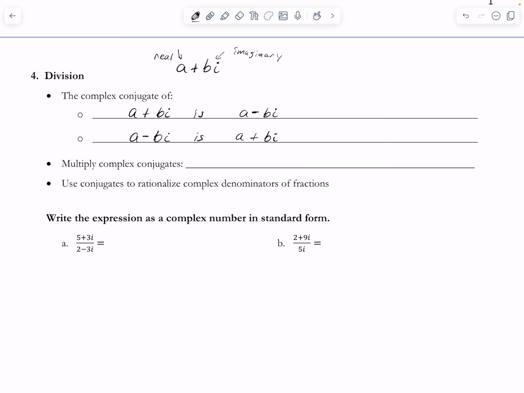So when I'm asking you to find complex conjugates, I'm asking you to keep everything the same except for the sign in between your real and your imaginary piece.